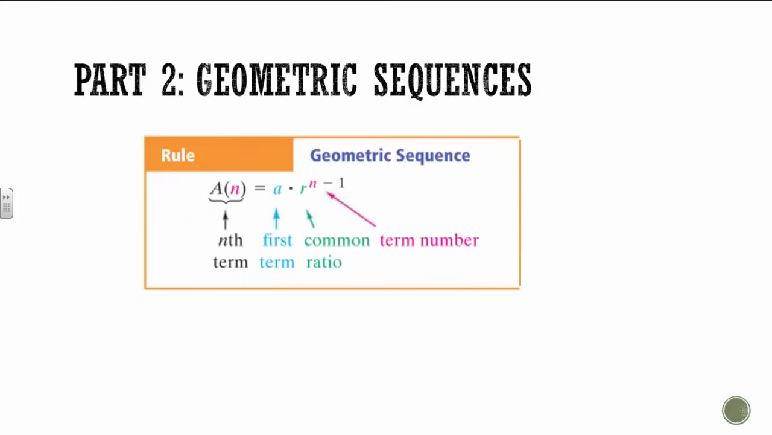So here's the geometric sequence equation, and this one is exponential. We are multiplying by something every single time. So it looks almost the same. You still have your first term here, just like we did in the other one. This time our common ratio is our base in the exponent, and then that n-1 thing is our exponent.